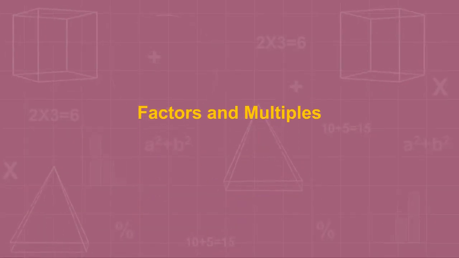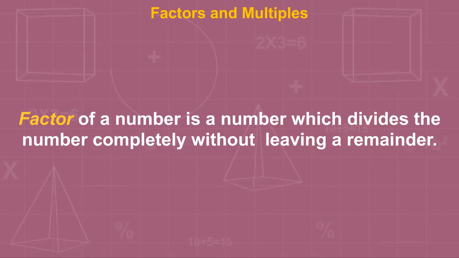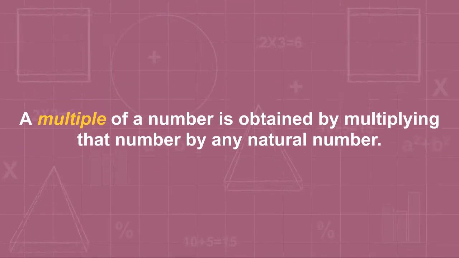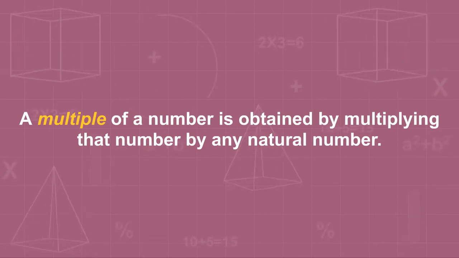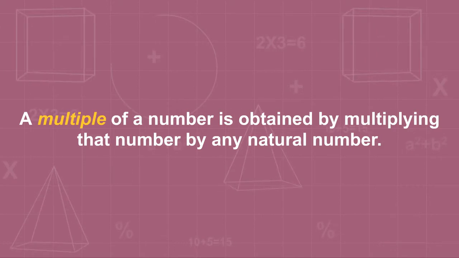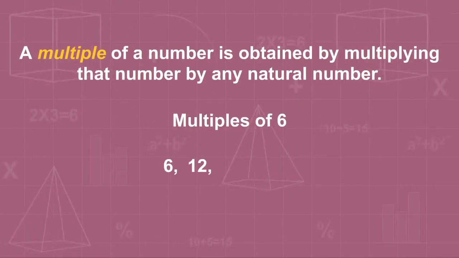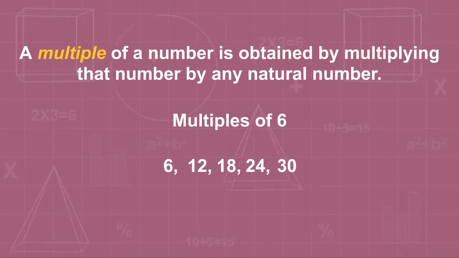Factors and multiples. A factor of a number is a number which divides the number completely without leaving a remainder. A multiple of a number is obtained by multiplying that number by any natural number. Like multiples of 6 are 6, 12, 18, 24, 30 and so on.